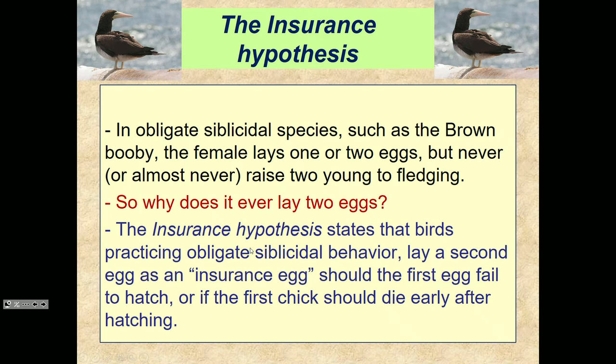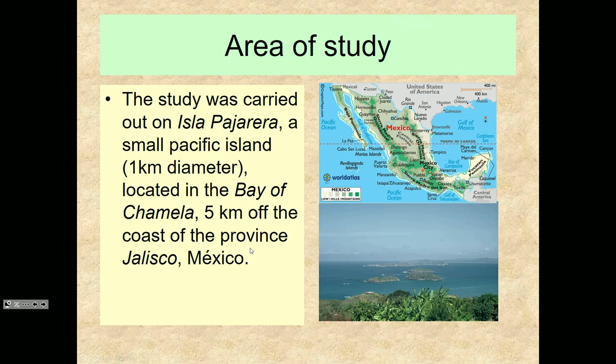And then this insurance hypothesis, that you could use also in many other cases, but in this case, where the birds are practicing this obligate siblicidal behavior, is that they lay an insurance egg in case the first egg should fail shortly after hatching. So it seems pretty obvious, we could accept that, but we have to test it.